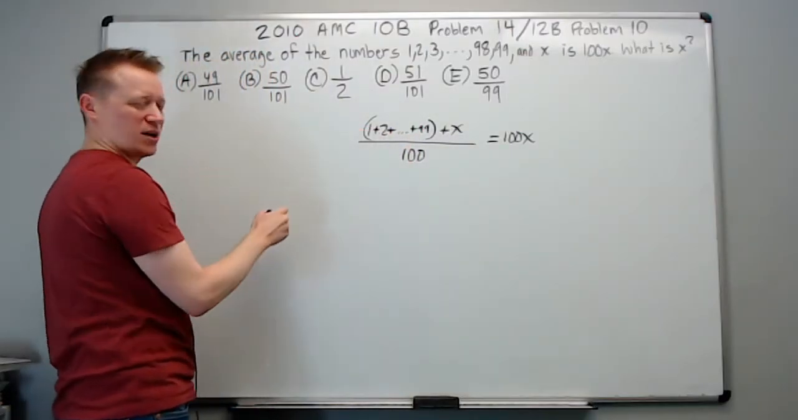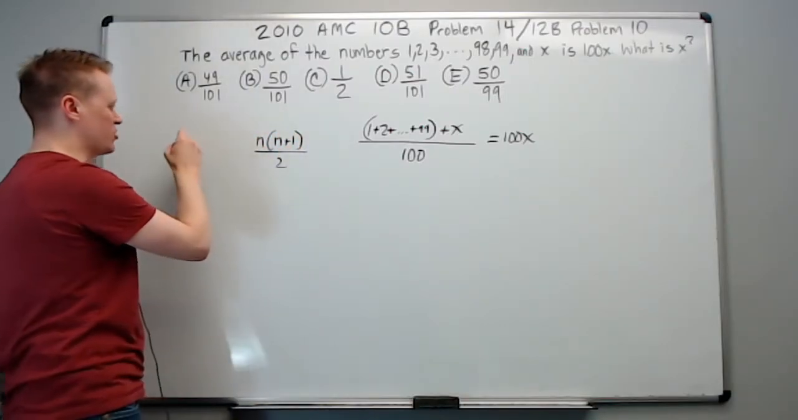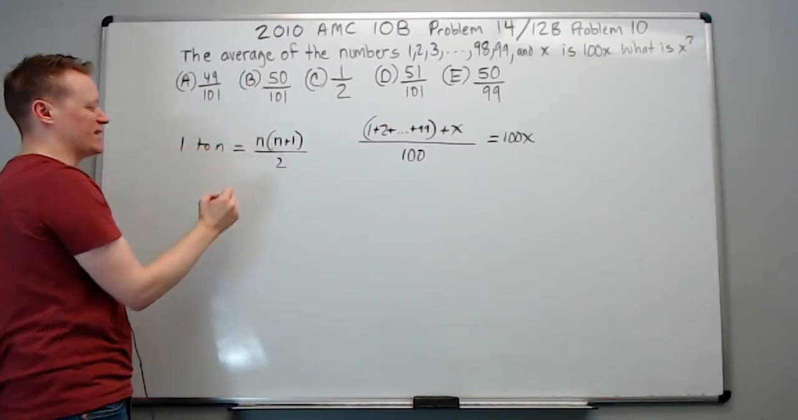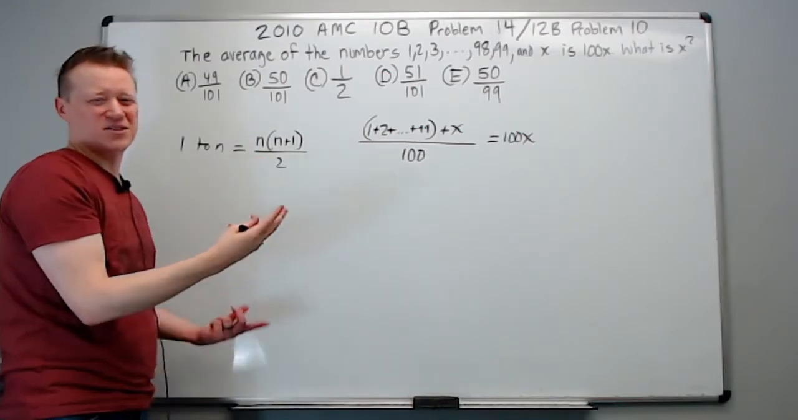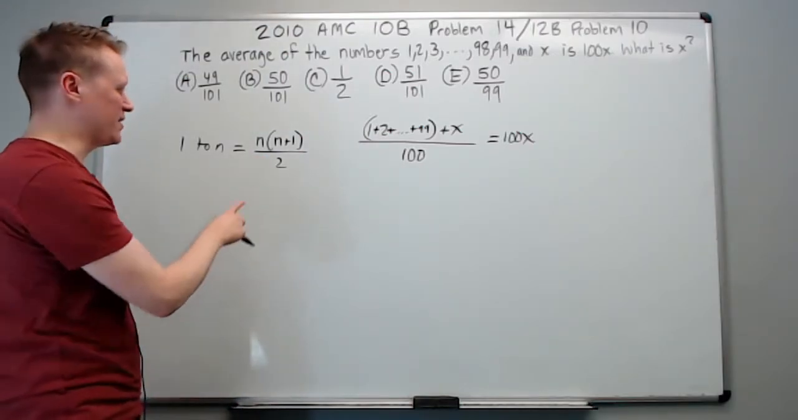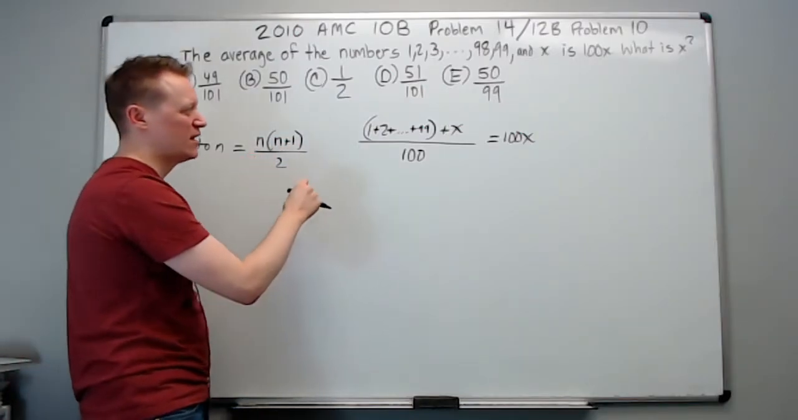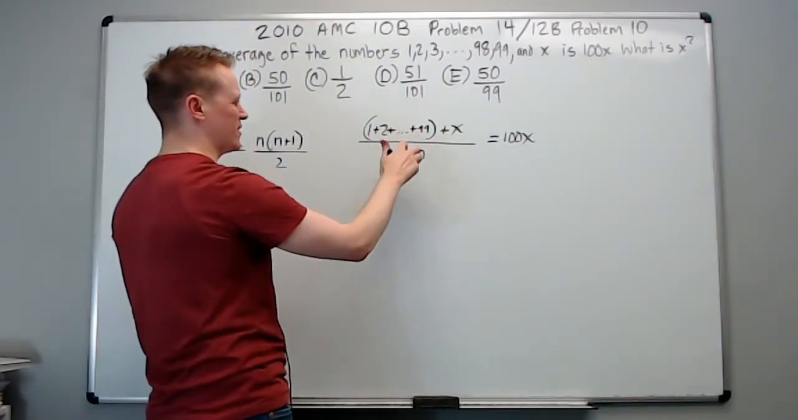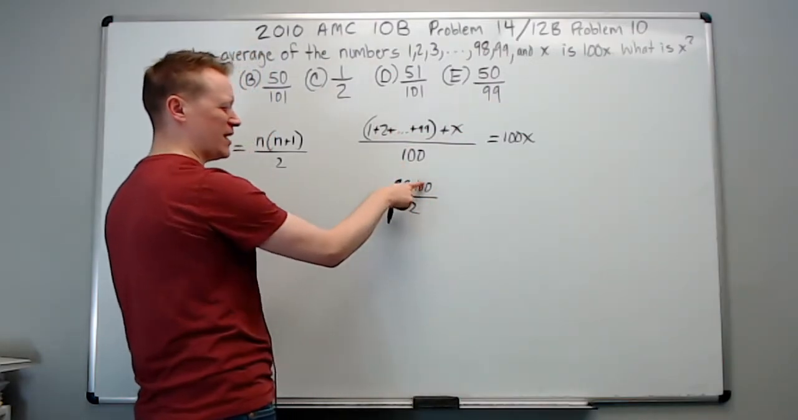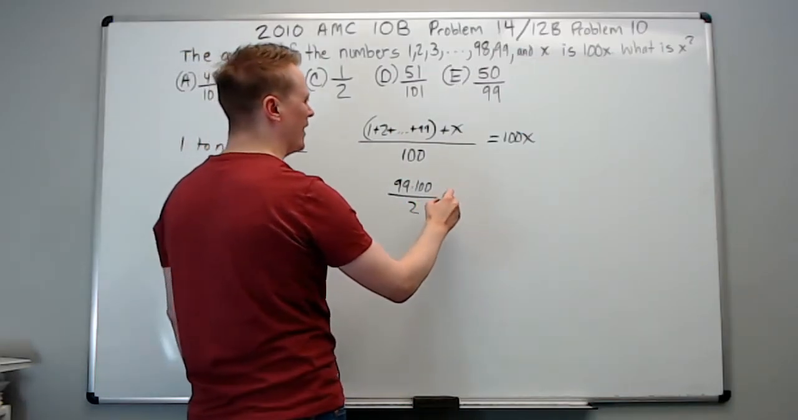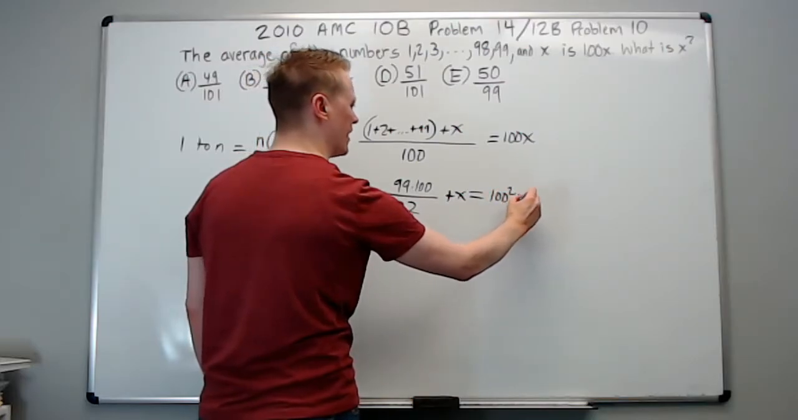Again, these are called the triangular numbers. Their sum is n times n plus 1 over 2. The sum of the numbers from 1 to n equals this. Write it down, memorize it. If you don't want to, it's also just the arithmetic series formula, the average of the first and last, times the number of terms. Okay, back to this. So 1 to 99 is going to be 99 times 100 over 2. Don't be anxious to divide that. You'll see why. Multiply by 100, you're going to get 100 squared x.